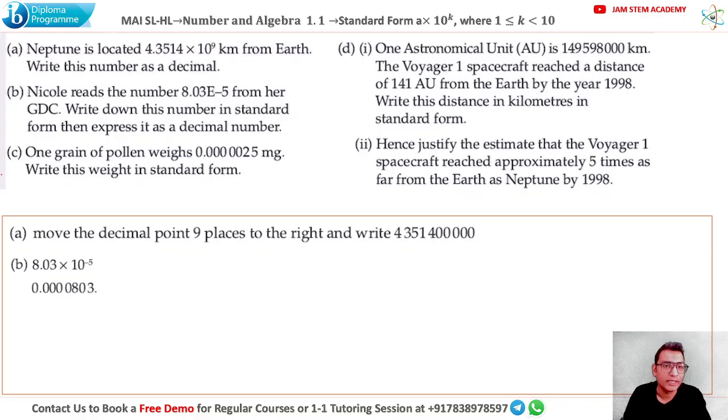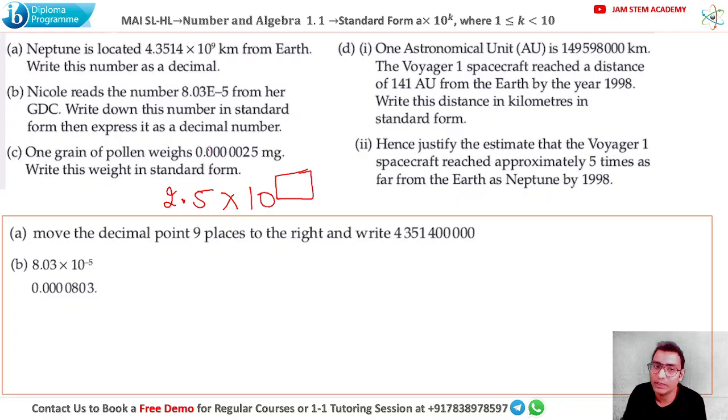Now the third part. It says 1 grain of pollen weighs this much in milligrams. Write down the weight in the standard form. So this time it's already in the decimal representation. We need to write it in standard form, for which we need a and the power, right? So we have these 2 and 5, as you can see. So our answer will be 2.5. That's the a value. Now we need to write it as 10 raised to the power something. So obviously we need to shift this decimal to the right. How many powers do we have here?